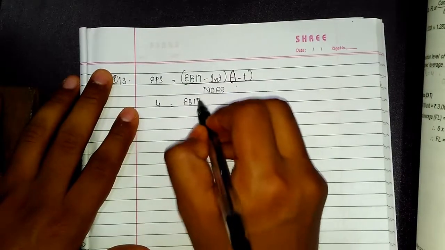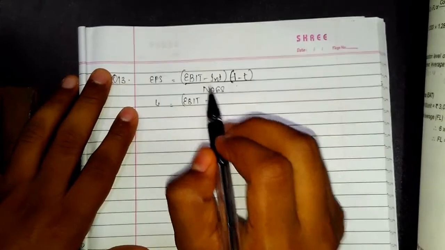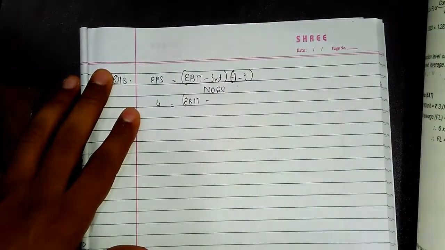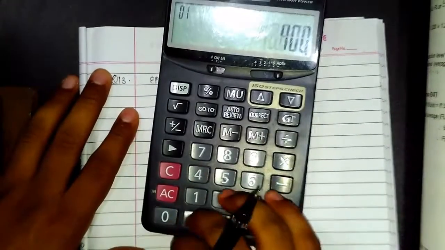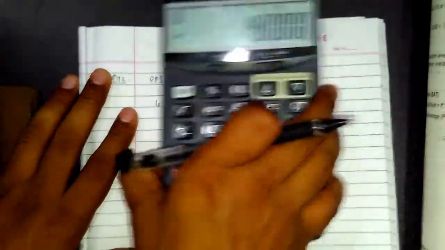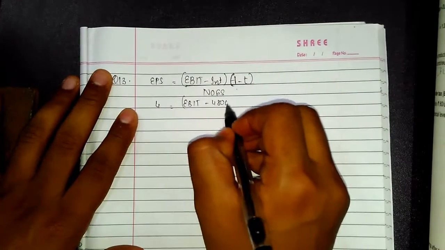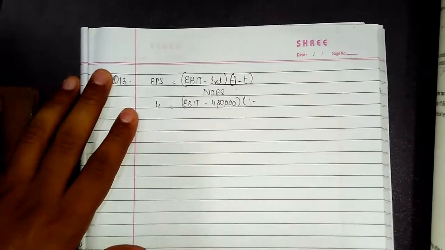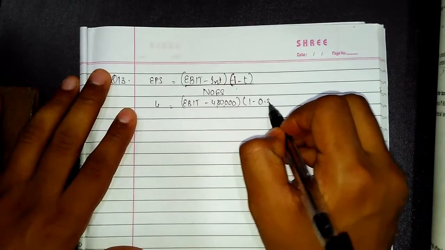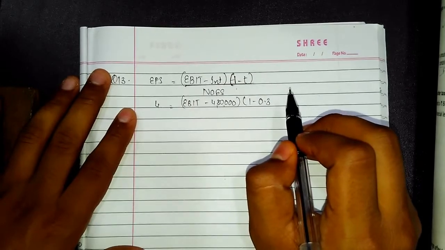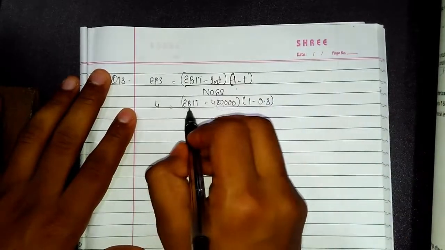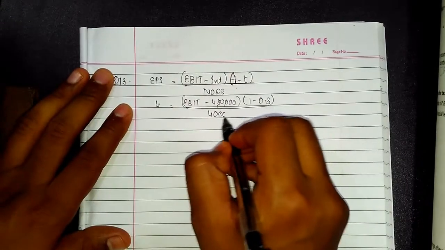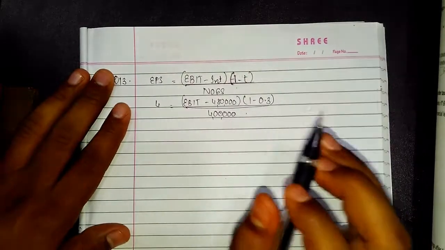So EBIT will remain like this only. Interest will not change. How much will the interest be? We'll calculate 40 lakhs into 12%, which is equal to 4,80,000, into 1 minus tax. How much is the tax rate? 30%. So we'll write 0.3, because 30% is 30 divided by 100, which is 0.3, divided by the number of equity shares. How much is the number of equity shares? 4 lakhs. Hope this is quite clear.